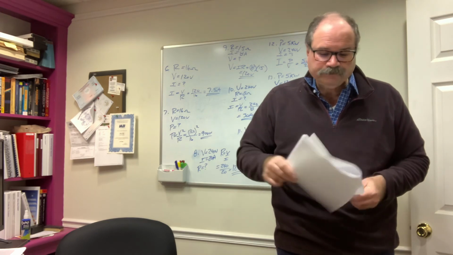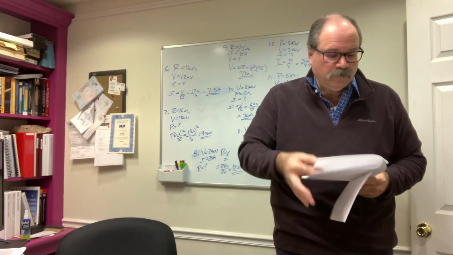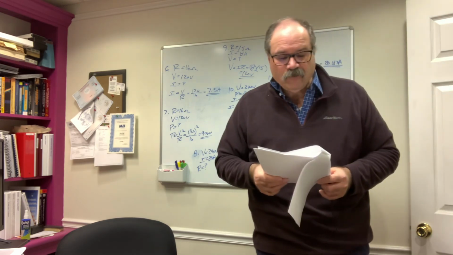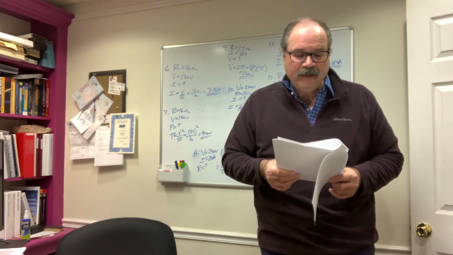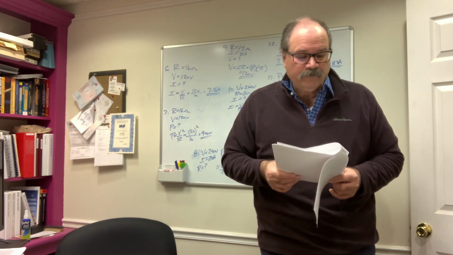1.083 amps. And then last question, question 20. A 1.5 k ohm resistor has a current of 8 milliamps flowing through it. How much voltage is applied to the resistor?